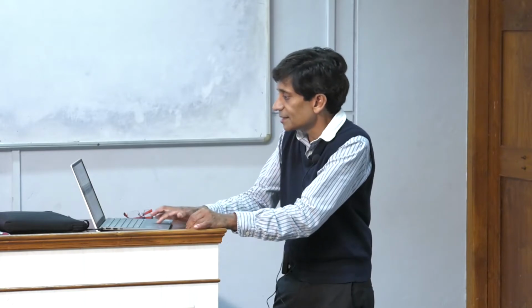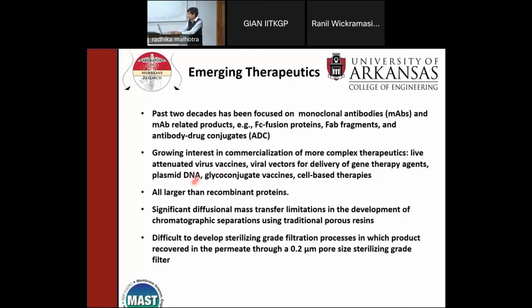I talked about that. Cell-based therapies, and then also this idea of just using plasmid DNA, mRNA, things like this. So these are all much larger than recombinant proteins, okay? So we have already talked about virus filtration, where separation is difficult because the contaminating virus particles are similar in size to our product. If we're going to make any of these drugs by biotech means, we have that same problem. We have to remove contaminating virus particles.